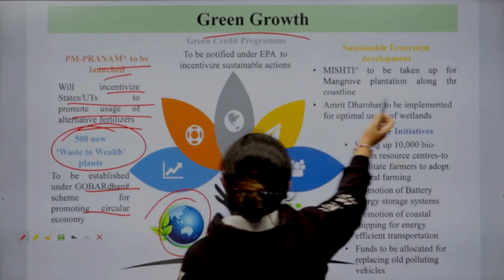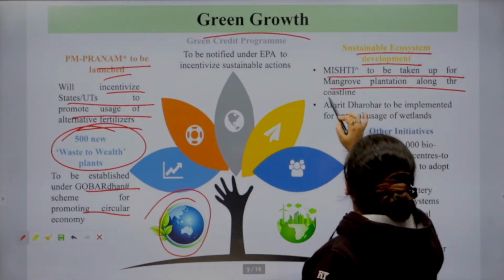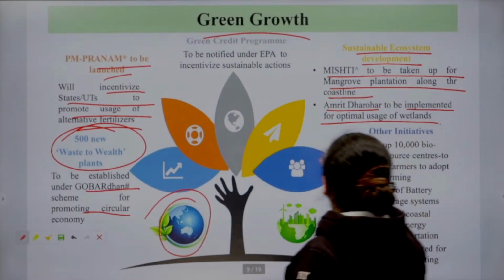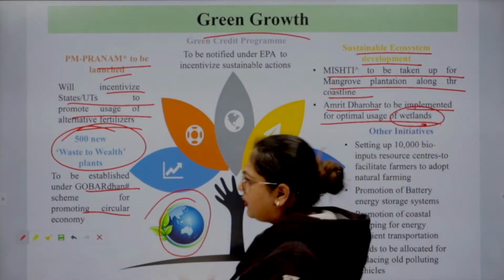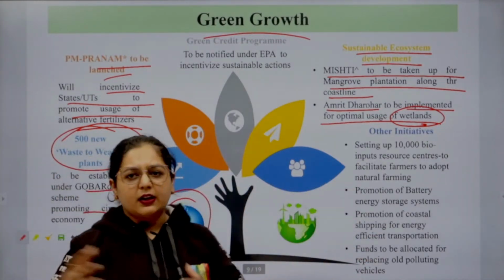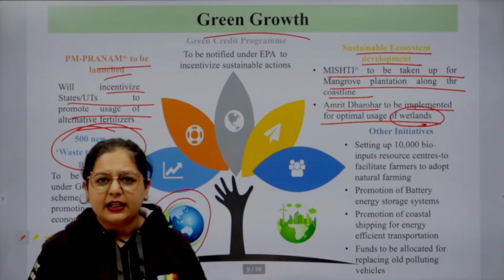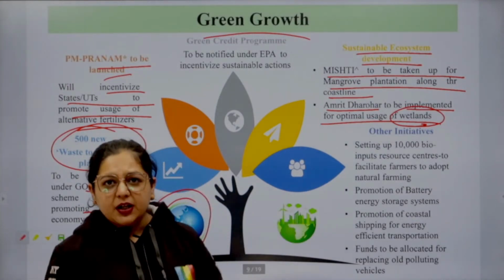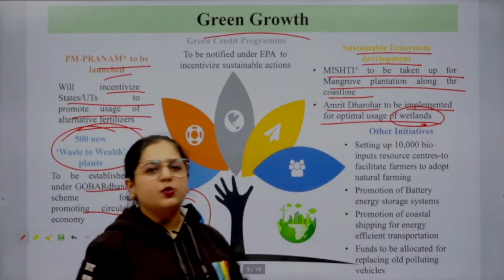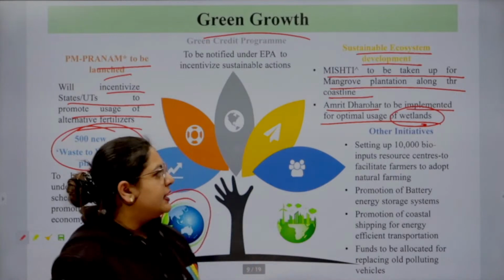Then next, speaking about sustainable ecosystem development, Mishti is to be taken up for mangrove plantation along the coastline. Amrit Dharohar to be implemented for the optimal usage of the wetlands. So wetlands are all the marshy areas which are in India. Wetlands you can find somewhere around delta regions, not only delta, rather these are the swampy and marshy areas where a variety of biodiversity is present, and they have, I would say, special species available. So we even have the Ramsar Convention, which is to conserve and protect all these wetlands, right?